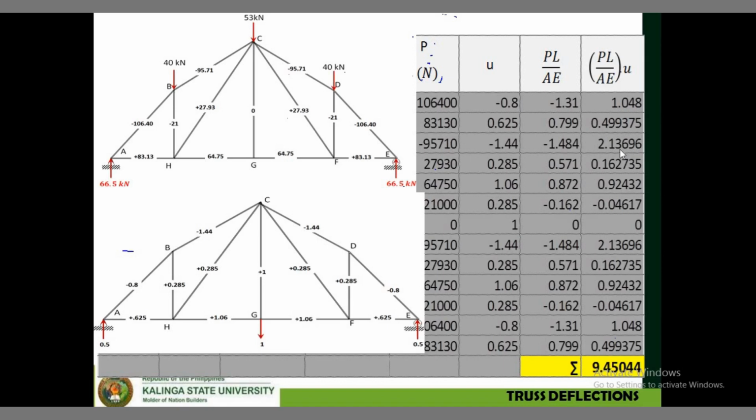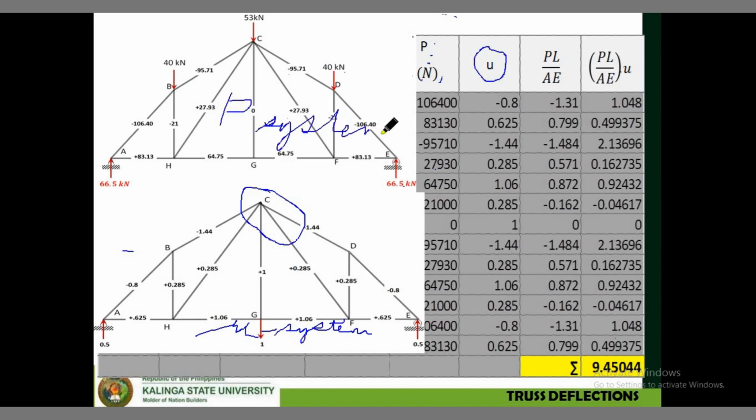Okay? After na nailagay ko yung mga values ng P, I can now input the values of my U. Saan galing si U? Doon sa may step 2. Itong U na to, galing siya dito sa may U system. Again, this is my U system. And this is my P system. Okay tayo?